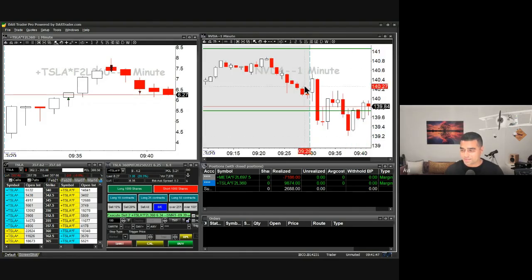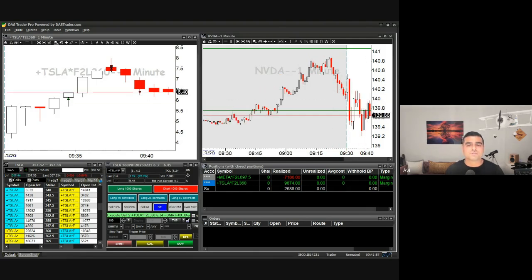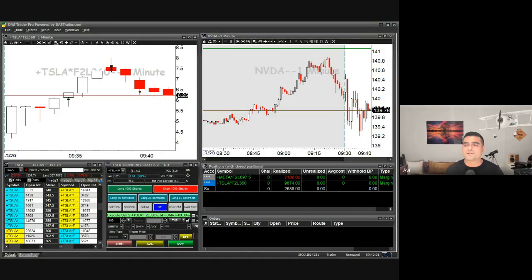Man, NVIDIA, very, very messy. Probably below the VWAP, yeah, big rejection of 140. You can see opening range. Man, this is actually a good short. The setup's there. It's not a great short. It's good, but not great.